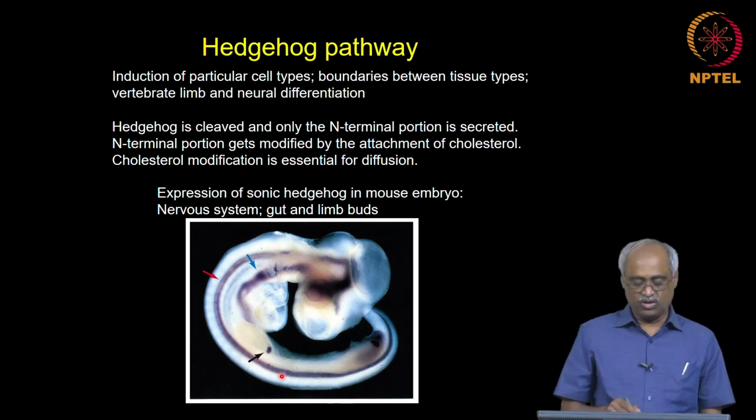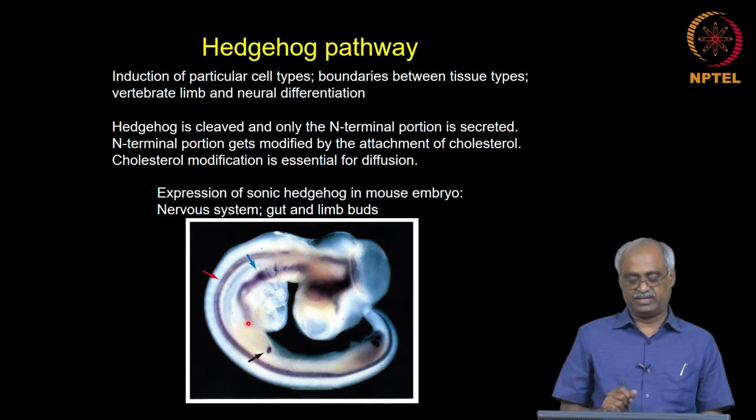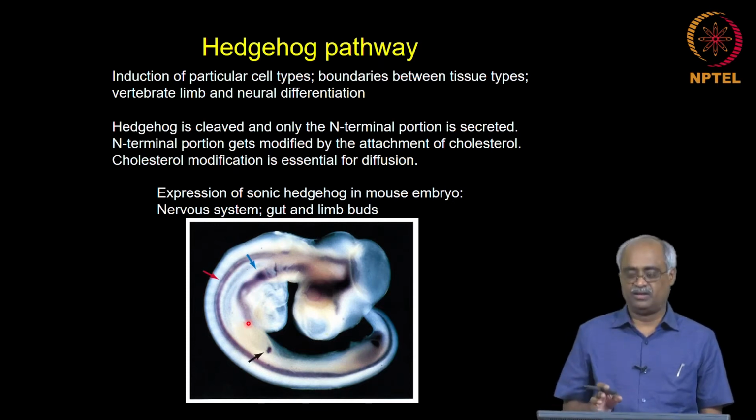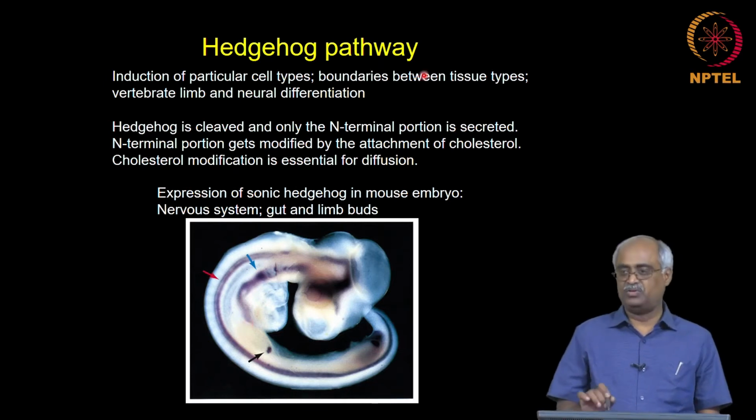So, this is a whole mount embryo in situ showing expression. Three tissues are specifically marked. You have the nervous system, the limbs, and then this is the gut region. So, three arrows showing where they are expressed. These are usually important for tissue boundary making. Boundaries are defined primarily using this signaling.